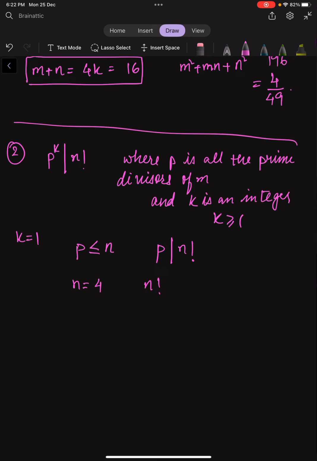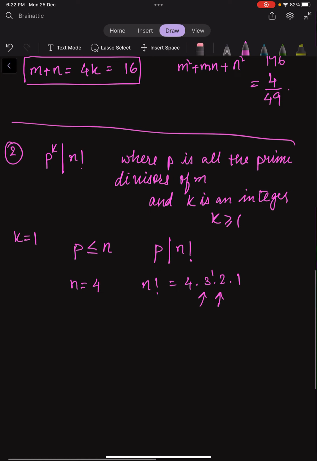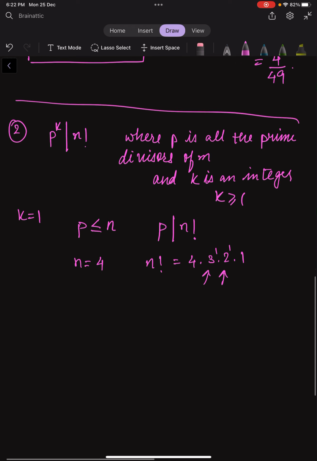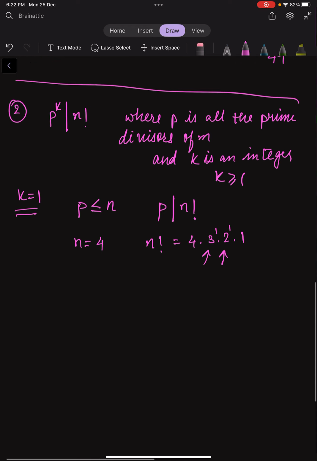So n factorial is equal to 4 into 3 into 2 into 1. So all the primes which are less than n will exist in the power 1. So for k is equal to 1, we are able to show this.